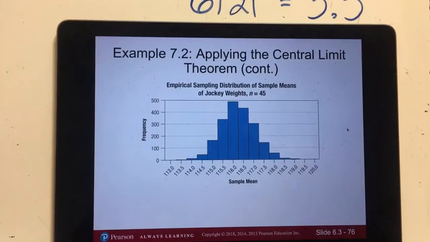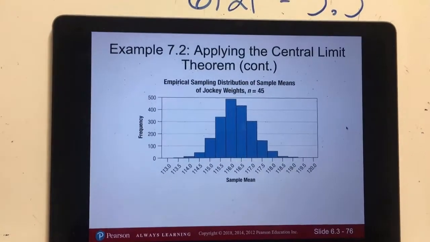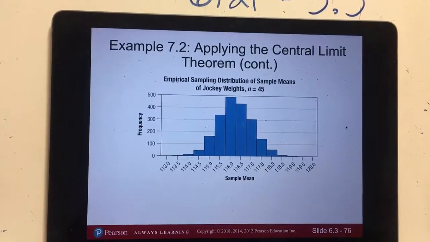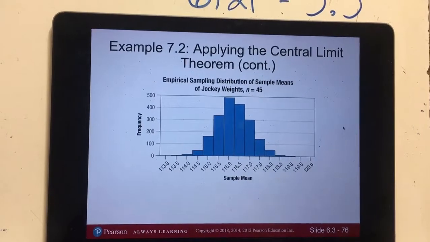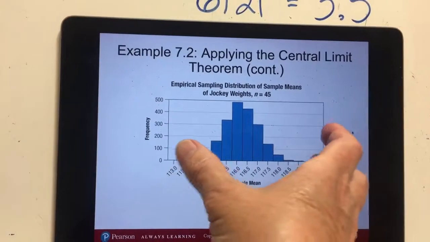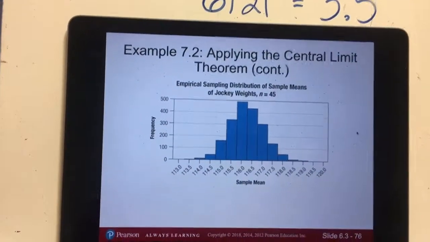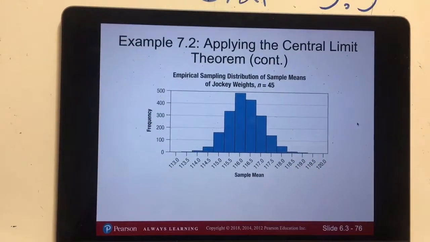And so here is the sampling distribution of the sample means of jockey weights. N is 45. It has the same mean, but it's been pulled in, it's now normal instead of skewed.